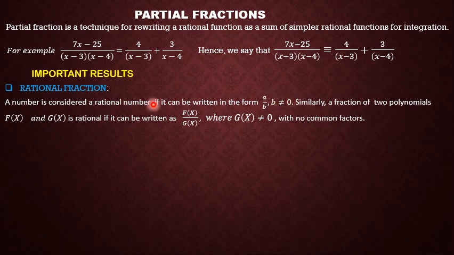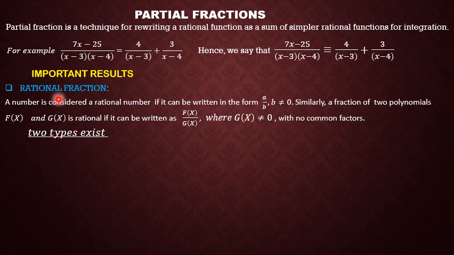In a similar manner, a fraction of two polynomials f(x) and g(x) is rational if it can be written as f(x) divided by g(x), where g(x) is different from 0, and the two functions f(x) and g(x) should have no common factor. Okay, so that is a rational fraction.